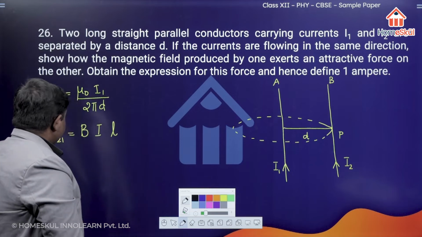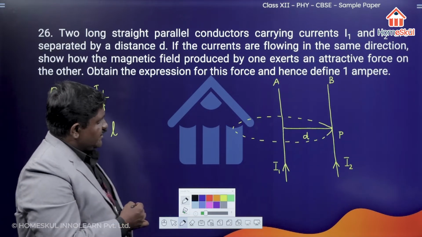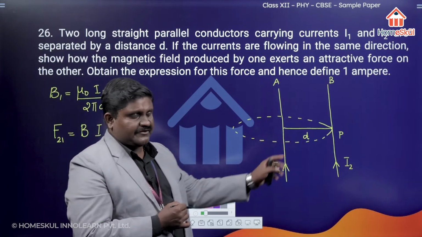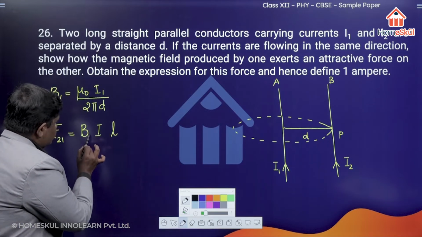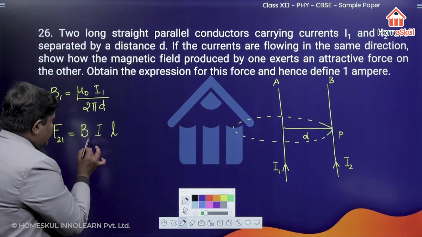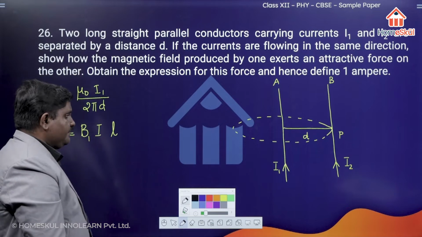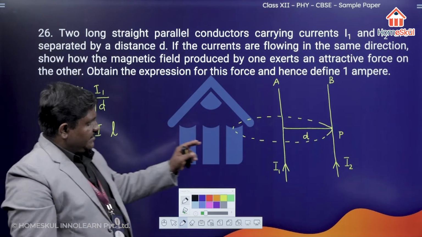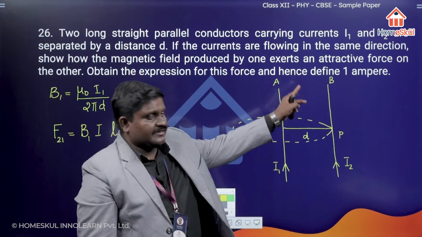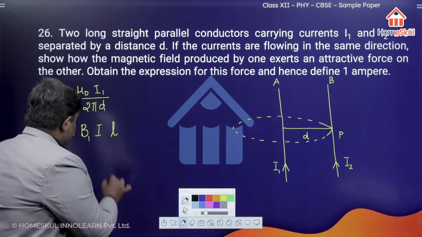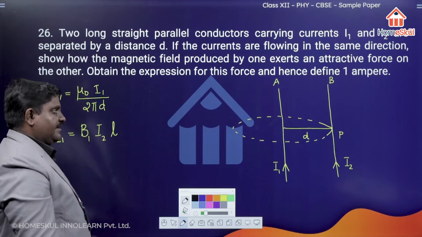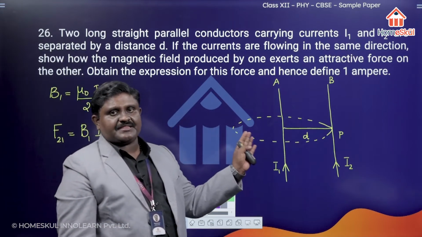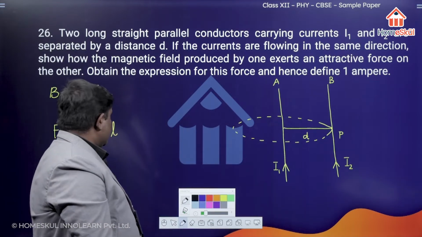Here the magnetic field is due to the current carrying conductor A, so we write it as B1. The current I is due to the current in the conductor B, so it is I2. L is the same for both conductors.